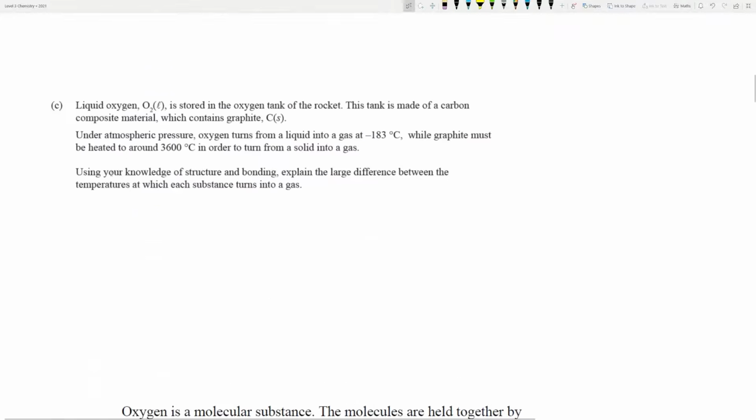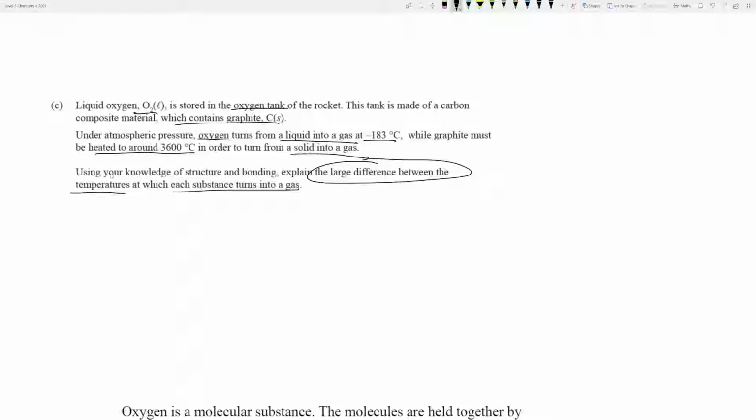Okay, next one. So what does it say? Liquid oxygen stored in an oxygen tank, and graphite. It says oxygen, which is a molecular solid, turns from liquid into a gas at -183, whereas graphite is heated to around 3,600 degrees in order to go from solid to gas. They're asking you about the large difference between the temperatures at which each substance turns into gas. So they're asking why O2 versus carbon, which is graphite, has such a different melting point, in this case boiling point.